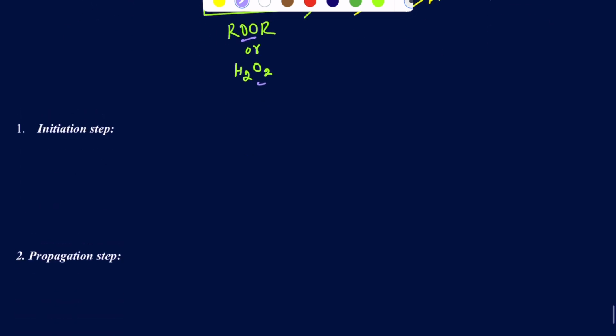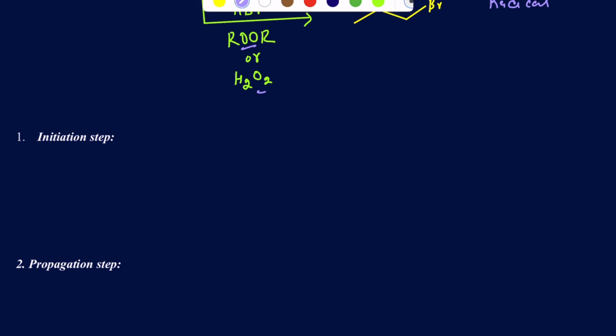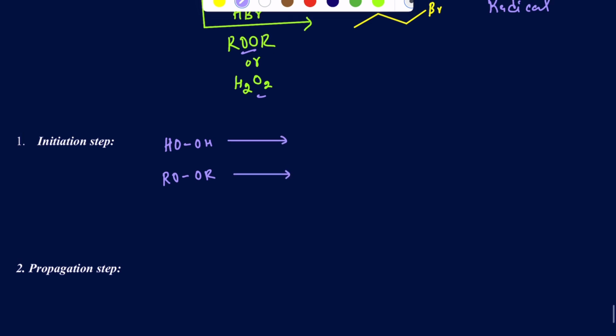So how do I create the radical here? Well, I can go ahead and use ROOR, or H2O2. So let's say I'm using H2O2 for my example here, so I can write this like this. Or if I'm using ROOR, I can show it like this. So I'm going to have a homolytic breaking of the bond here, where when this bond breaks in the middle, it's going to have one electron going to one oxygen and another electron going to the other oxygen, something like that. So then at the end of the day, I create this radical here.